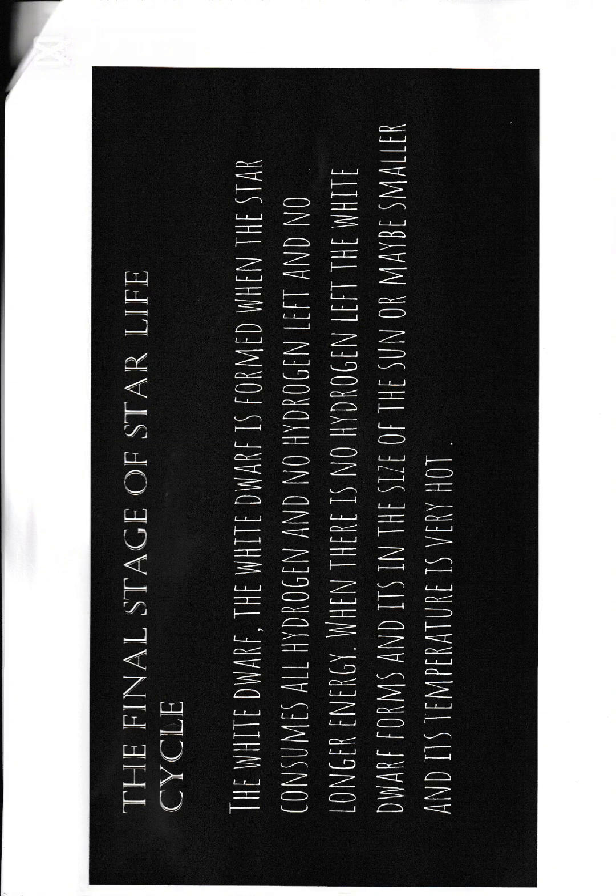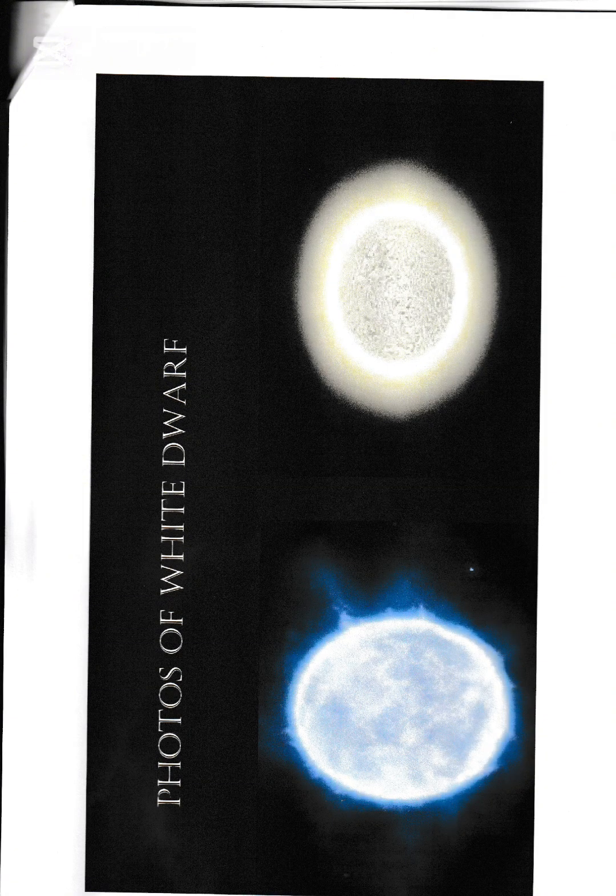The final stage of the life cycle of a star is the white dwarf. The white dwarf is formed when the star consumes all its hydrogen and has no hydrogen left and no more energy. When there is no hydrogen left, the white dwarf forms, and it is the size of the sun, or maybe smaller than the sun, and its temperature is very hot. Here we have photos of the white dwarf.